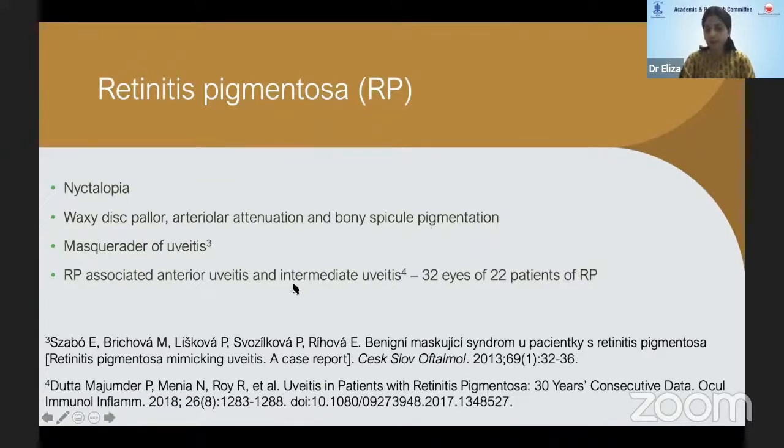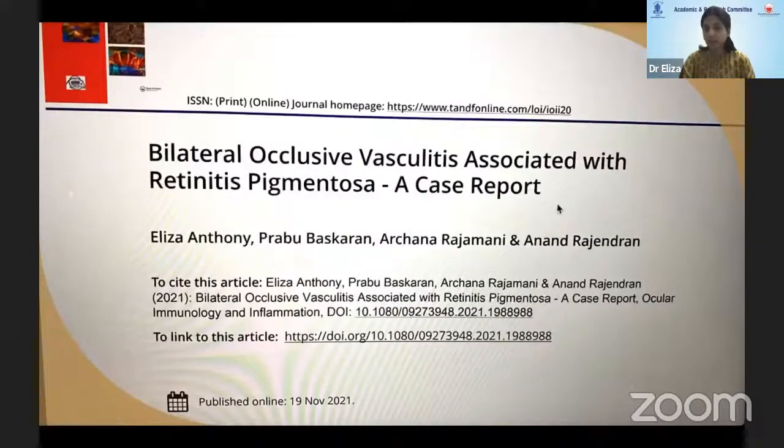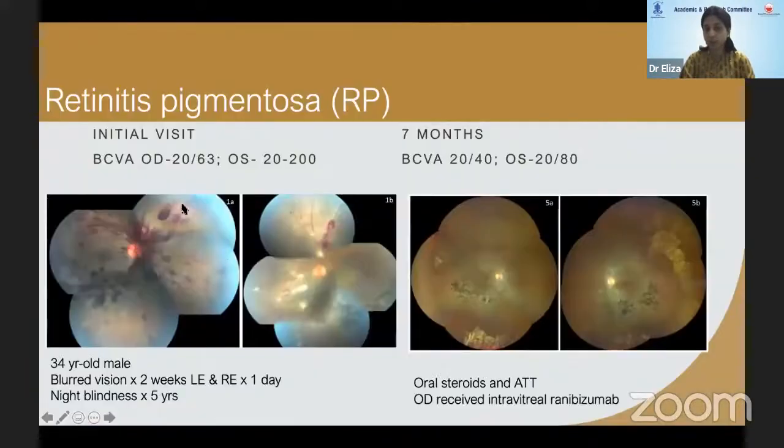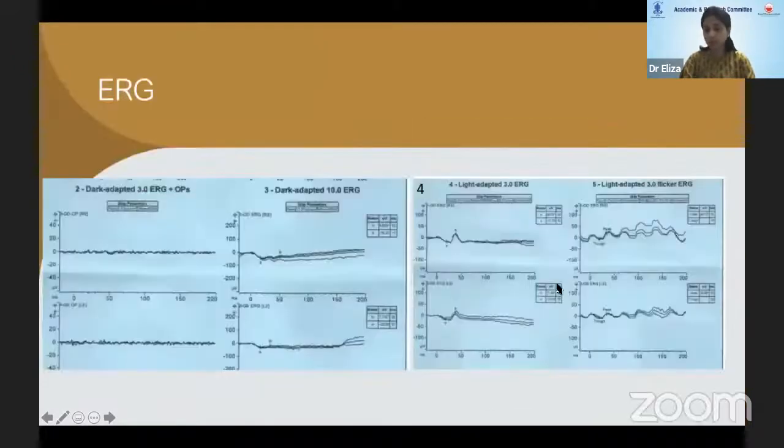So we have a series by Majumdar et al., where he has described RP association with anterior and intermediate uveitis. Then we recently published a case of bilateral occlusive vasculitis where the right eye had inflammatory CRVO. It was diagnosed as presumed intraocular tuberculosis, and over 7 months with treatment, there was a significant improvement. And you will see the ERG, as he had nyctalopia and RP, it was totally extinguished.